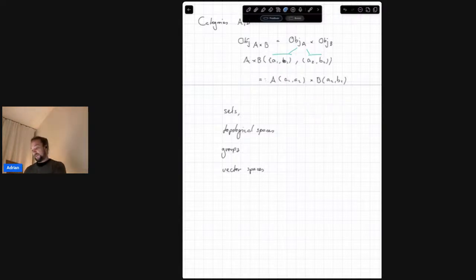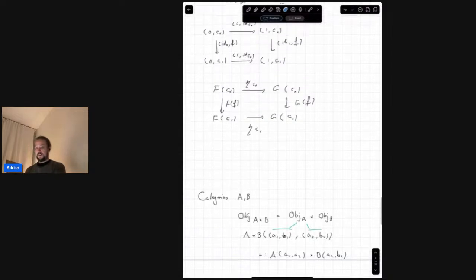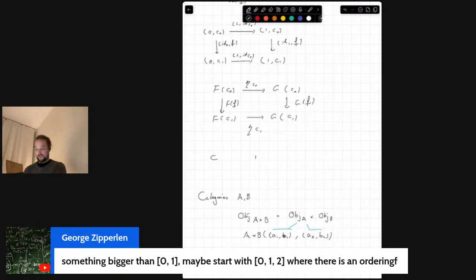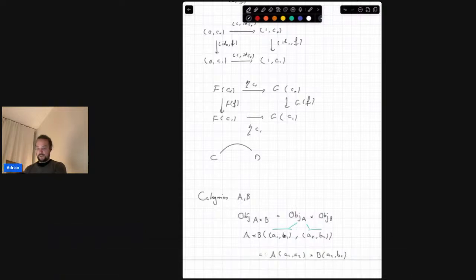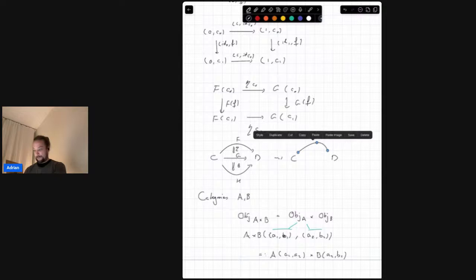So I see. Is George asking the following? Let's say I have two categories, C and D, and I have a functor F, and I have a functor G, and I have a functor H, and I have a natural transformation eta from F to G, and what letter comes after eta? Theta, and I have a natural transformation theta from G to H. Is George asking whether I can get a natural transformation from F to H?